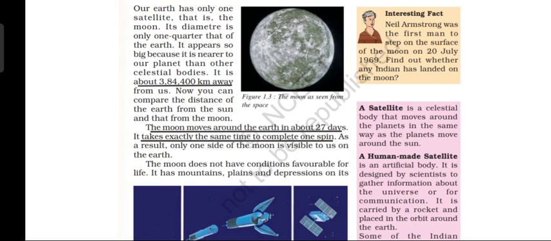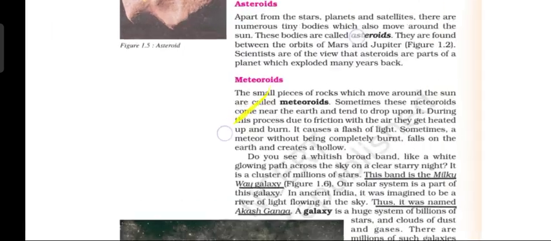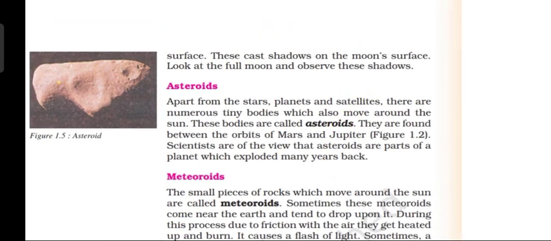Next, the moon does not have conditions favorable for life. It has mountains, plains, and depressions on its surface. These cast shadows on the moon's surface. Look at the full moon and observe these shadows. So, children, moon does not have any conditions to support life. It does not have right temperature, air, water, oxygen, carbon dioxide. That is why there is no life on the moon.